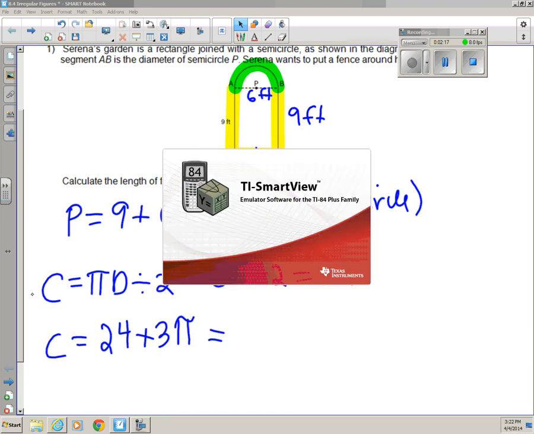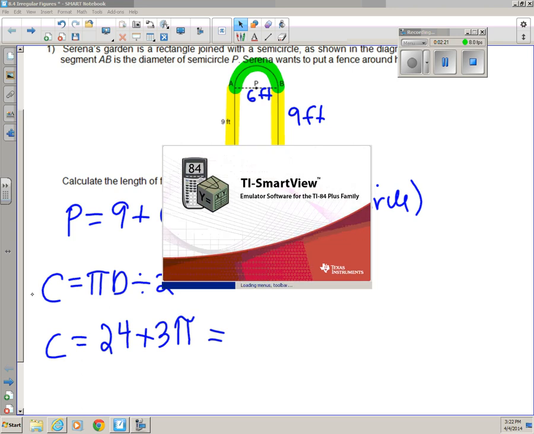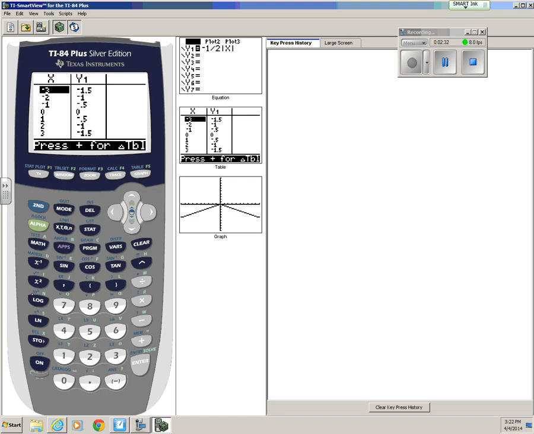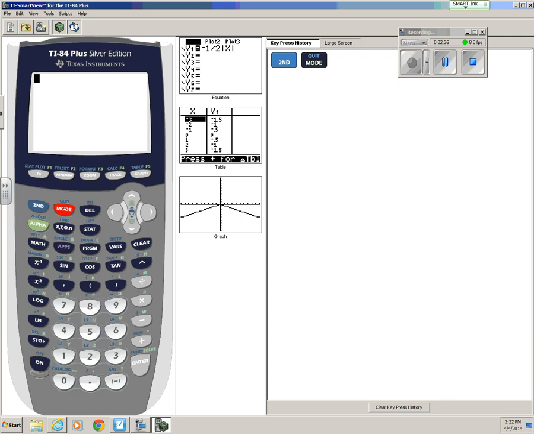Just waiting for this calculator to come up. So you're going to use the pi button. You're not using 3.14. That should never be used anymore, 3.14. Just use the pi button. So let's see. I'm going to clear this out and go back to my home screen.